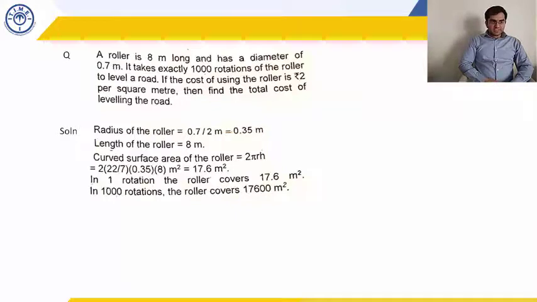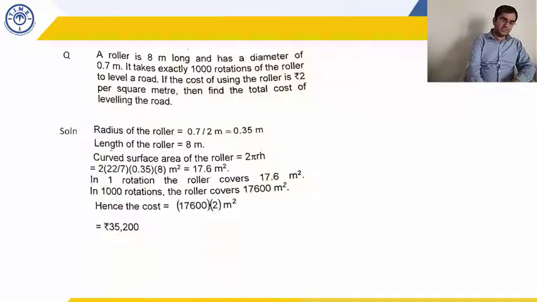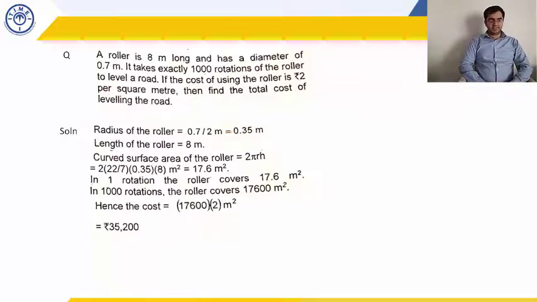So the roller has covered 17,600 meters square in 1000 rotations, and the cost of using the roller is 2 rupees per square meter. So for 17,600 square meters, what will be the cost? 2 into 17,600, that is 35,200 rupees is the cost of leveling the road. Please write this down.